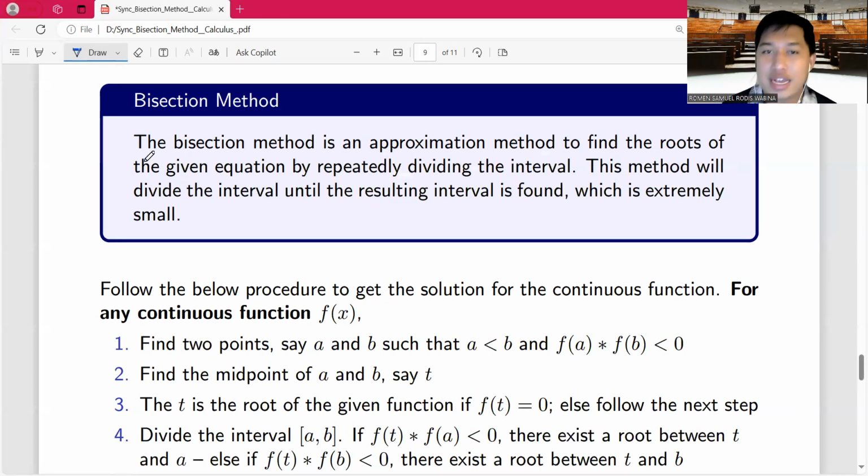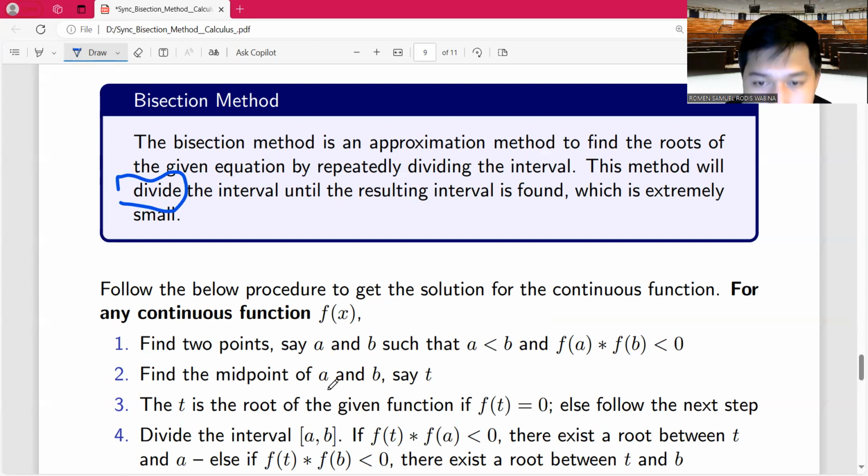The bisection method is an approximation method to find the roots of the given equation by repeatedly dividing or halving the interval. This method will divide the interval until the resulting interval is extremely small. So in using the bisection method, there are 5 steps. And given the 5 steps, we need to assume that we follow the intermediate value theorem first. For the first step, let's say we have 2 points. They are normally given in the problem.